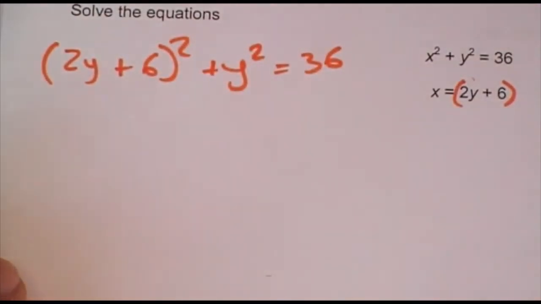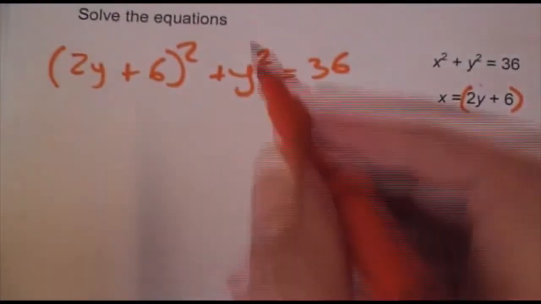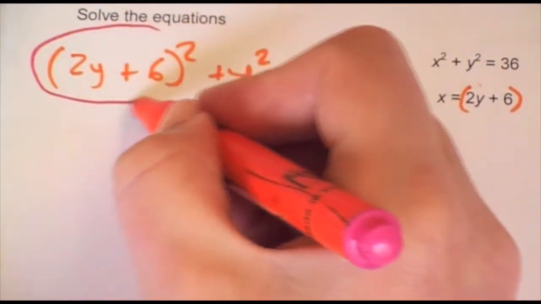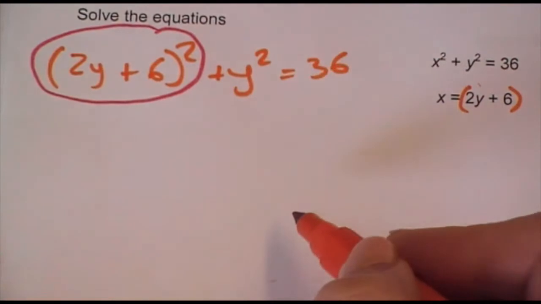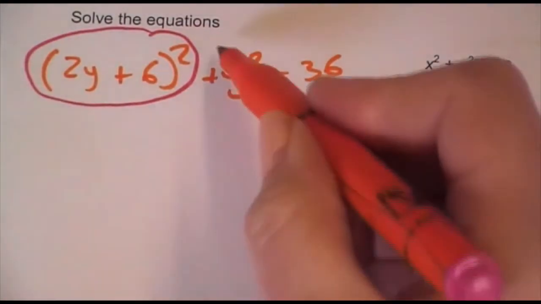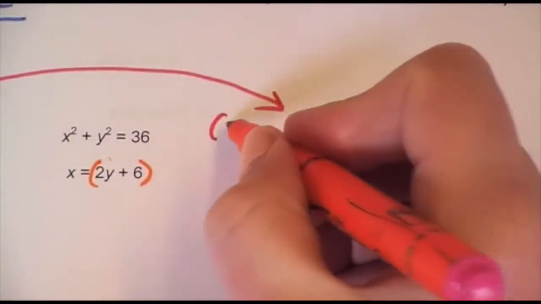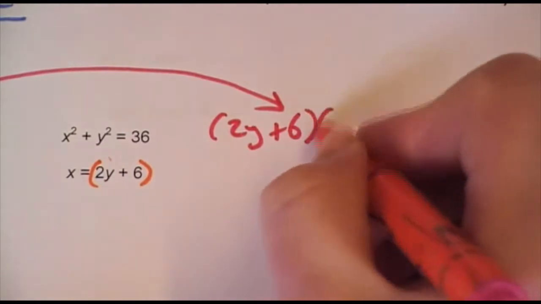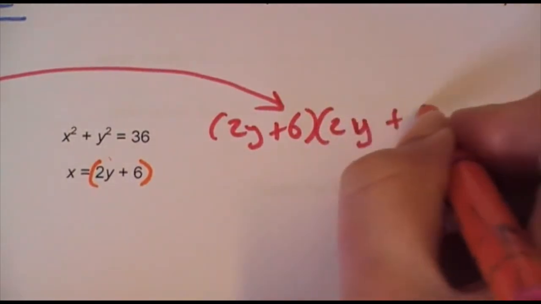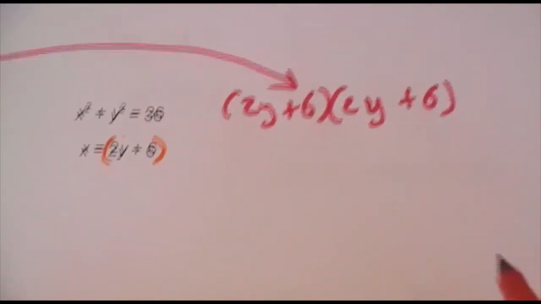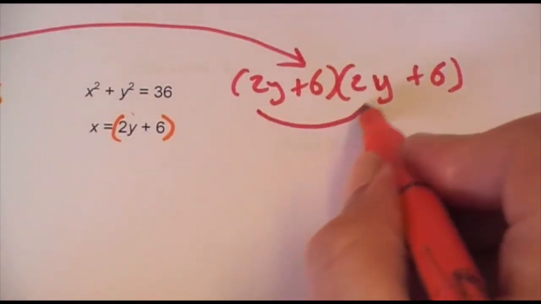Alright, first things first, I can see that I've got a double bracket here, or what will be a double bracket because it's a bracket squared. So first thing I'm going to do is expand that, and I'll do that over here. So I had 2y plus 6, 2y plus 6. I'm going to expand it. I'm not going to cut any corners.